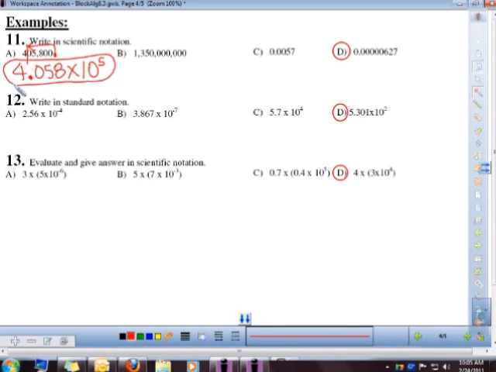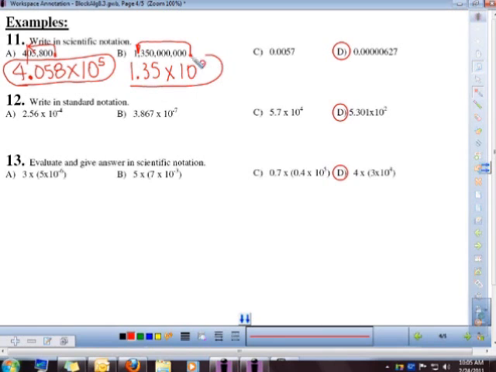Okay, on part B, what number am I going to choose to write down? Remember, a has to be between 1 and 10. I'm going to write down what? 1.35, exactly, times 10 to the something. Now move the decimal place from here over to here. So how many places did I move it? 3, 6, 9. So times 10 to the 9.